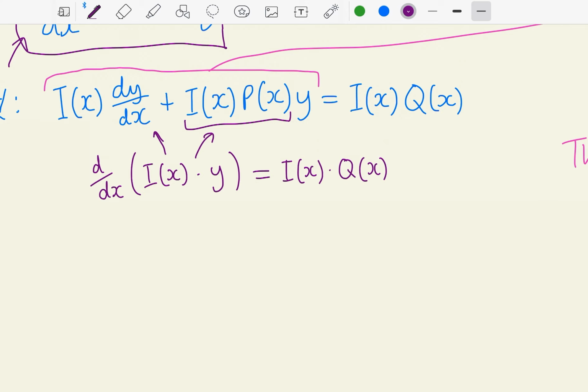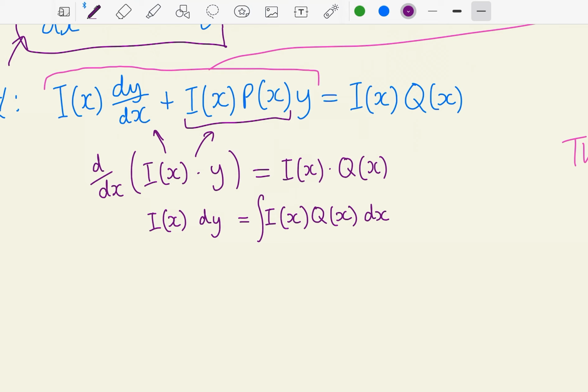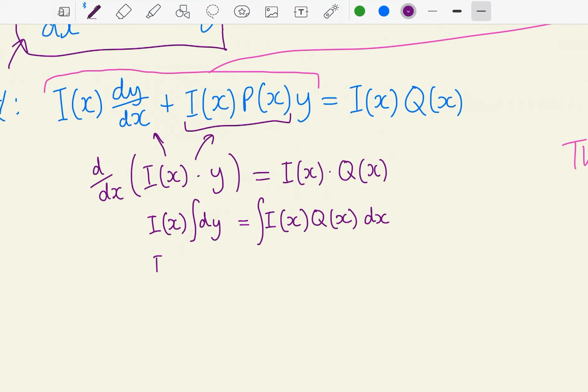Now, that's all well and good, but this still doesn't look particularly solvable. So let's rearrange that a little bit to get this here. And this starts to look a bit more like a separable equation. I can indeed integrate both sides, but in fact I'm going to remove the I of x from the integral, because with respect to y it is essentially a constant. So that's almost like the I of x times the integral of 1 dy with respect to y, so that 1 will become y.